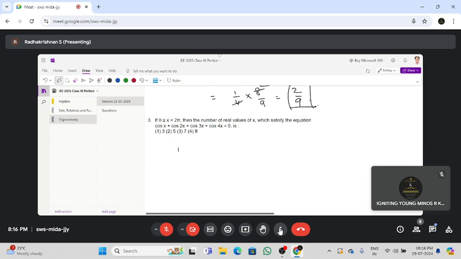Okay. Now the question is, if x is in the range between 0 and 2 pi, then the number of real values of x which satisfy the equation cos x plus cos 2x plus cos 3x plus cos 4x equal to 0 is? So how many values of x will satisfy this condition? X in the range 0 to 2 pi, 0 inclusive, but 2 pi not included. Okay.